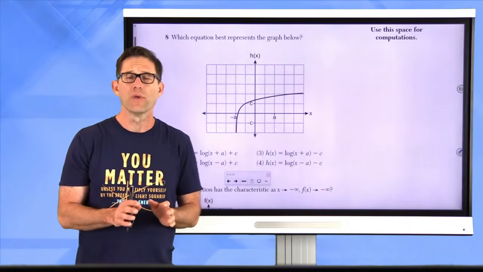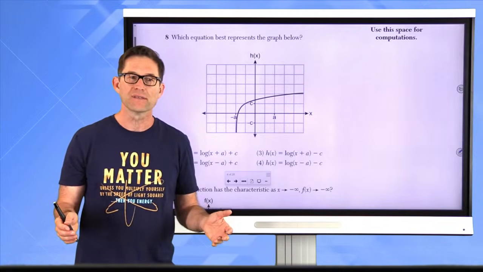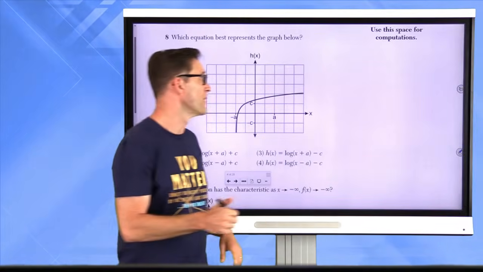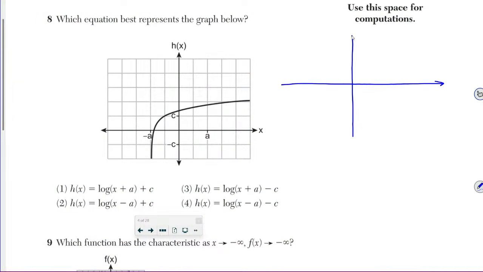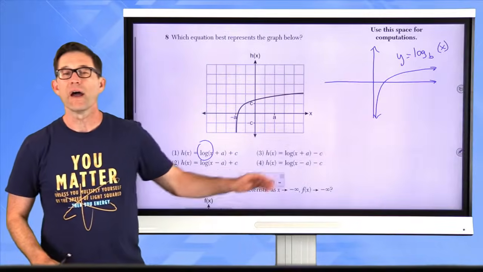What is certainly true, though, is that they never told us anything about how big a is compared to c. That being said, let's just take a look at something, because something smelled a little bit funny about this problem to me right from the get-go. Hopefully everybody is comfortable with the fact that this is log base 10, but even if it weren't log base 10, all logarithm graphs basically look like this if the base is bigger than 1, and obviously 10 is bigger than 1.